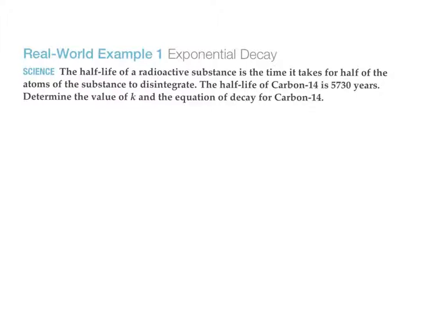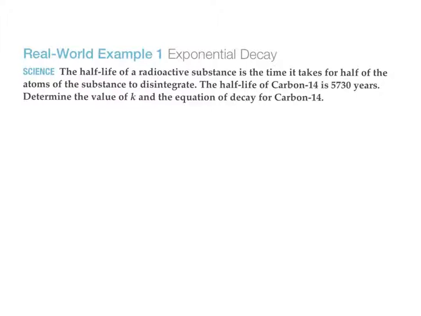Now in this particular problem, they're talking about carbon-14. And the half-life of carbon-14, according to this, is 5,730 years. So whatever particular amount of carbon-14 you have, it's going to take 5,730 years to decay to half of the starting value. Okay? So what we're doing in this question is finding the K, the constant, the decay constant.